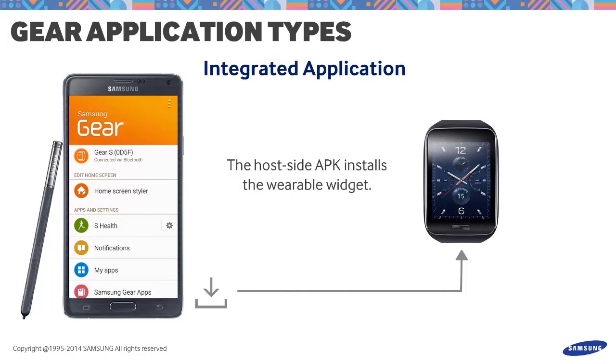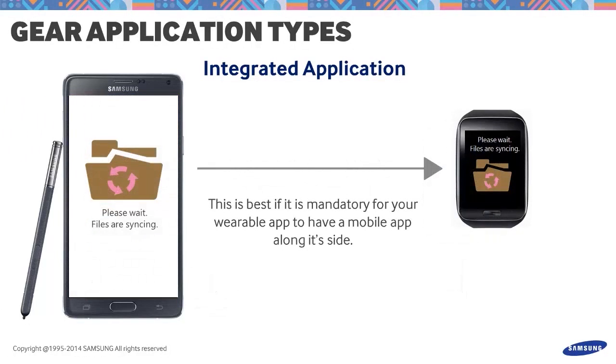Unlike the linked application, the host is the only one required of manual app installation. Embedded in the host app is the wearable widget, which the Gear Software Manager will install for you. Here, the wearable widget depends on the host's existence and their connection. Integrated type applications may be appropriate only if you make the application only for the Gear series and not for mobile.